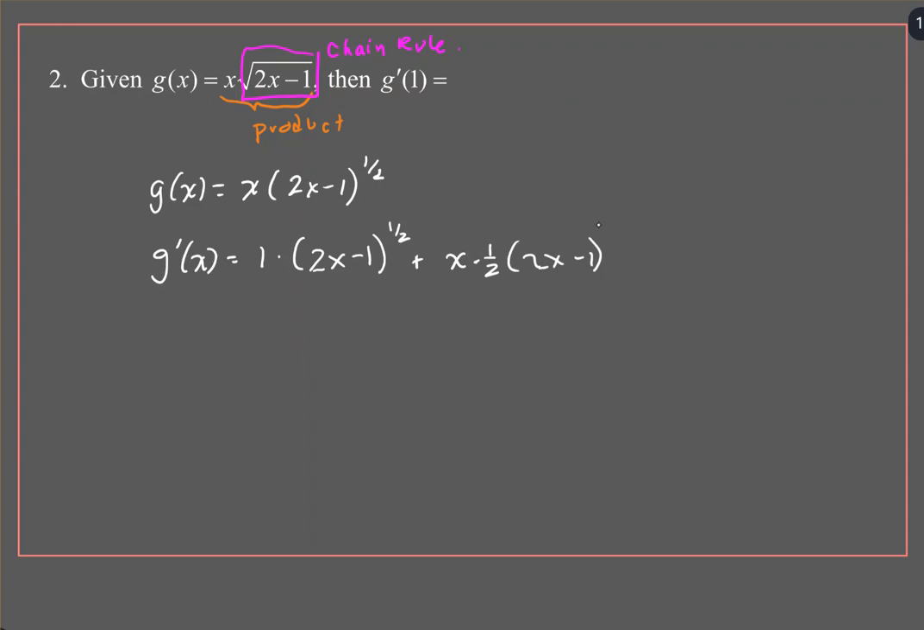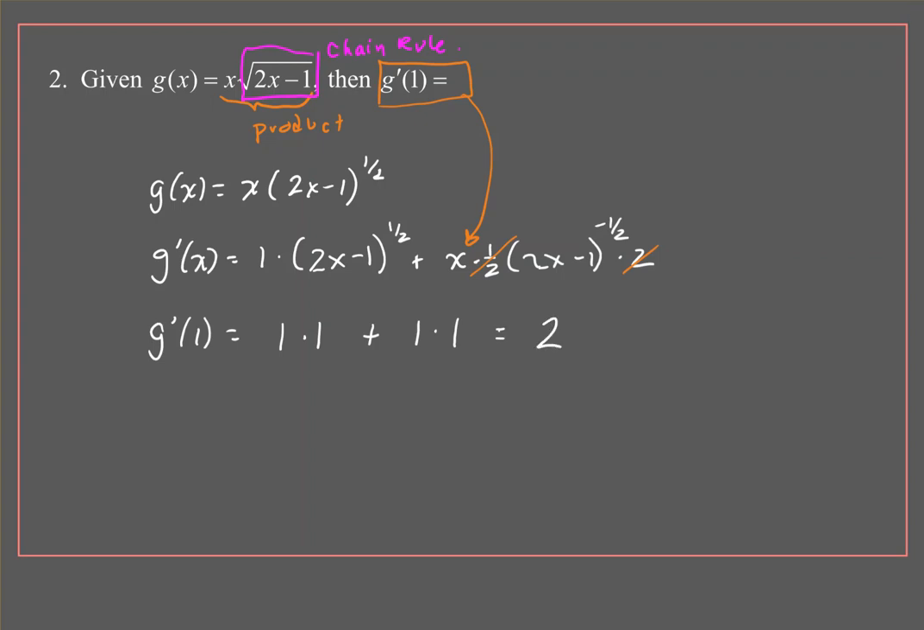2x minus 1 to the negative 1/2 times 2. Now again, I'm asked to find this value here, g prime of 1, so I'm not going to do anything with this. I'm going to automatically substitute it in. So when I do substitute that in, g prime of 1 is going to equal 1 to the half times 1 plus, if I wanted to, I could do this just because that's really easy to see. I can cross those guys off, and that's going to give me 1 times 1 to the negative half, which is 1, and therefore I'm going to get an answer of 2.